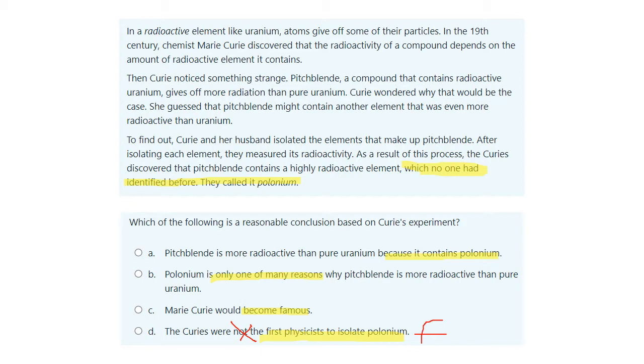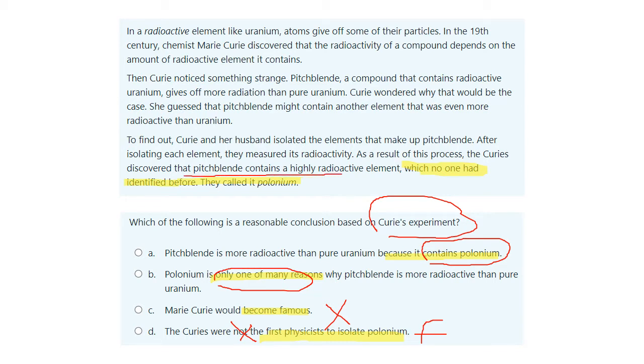Answer D is false. C is not really a conclusion about the experiment. It's a conclusion about the person. So that's not relevant. So A or B. Is pitchblende more radioactive because it contains polonium, or is this only one of many reasons? Well, they discovered that pitchblende contains polonium. It doesn't say that they discovered many different things. It says that they discovered pitchblende contained polonium. So answer A would be the best answer.